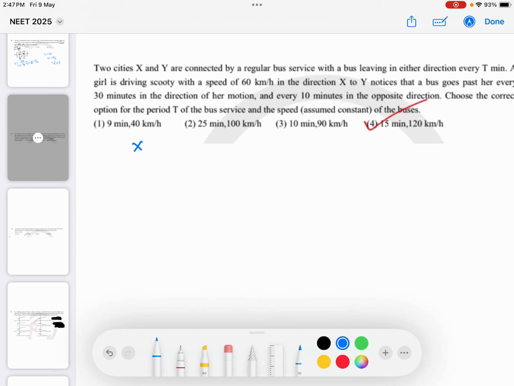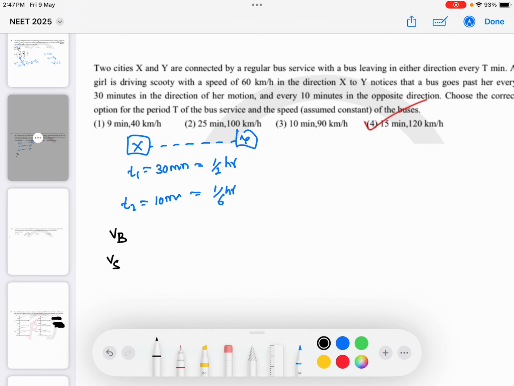Here two cities are given, one city is X, another city is Y. This is the distance between them. So every 30 minutes, that is T1 equal to 30 minutes, nothing but half an hour, I am taking. And T2 is also given, nothing but 10 minutes, which is 1 by 6 hour. So Vb is the velocity of the bus, and Vs is the velocity of the scooter or scooty, particularly this speed belongs to the girl.